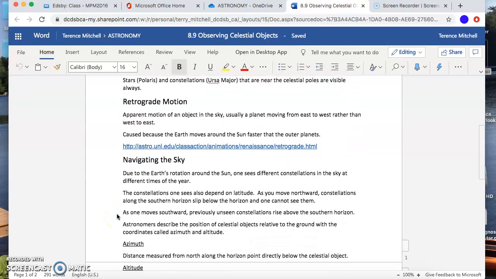So, navigating the sky. Due to the Earth's rotation around the sun, we see different constellations in the sky at different times of year. And the constellations we see also depend on our latitude. In the northern hemisphere, we see different constellations than they do in the southern hemisphere. And as I've already mentioned, some of the constellations that are near the horizon tend to slip below the horizon at different times of year, so we can't see them.